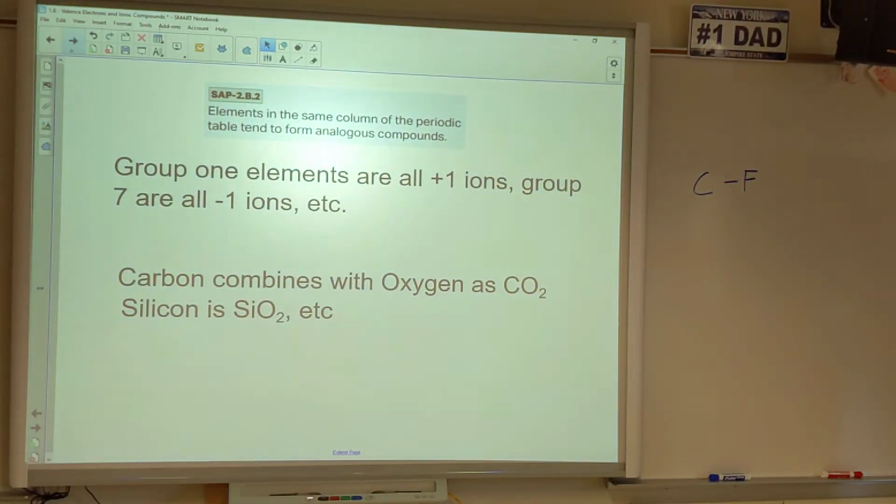Group 1 elements are all, okay, I gotta read the learning target first. Elements of the same column of the periodic table tend to form analogous compounds. So that means group 1 elements are all gonna form positive 1, group 7 are all negative 1, etc. Carbon combines with oxygen as CO2, and silicon is SiO2, etc.